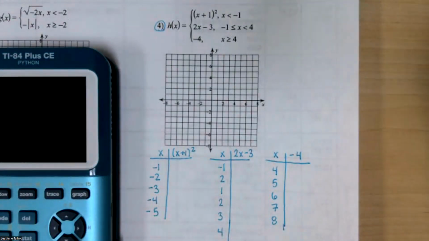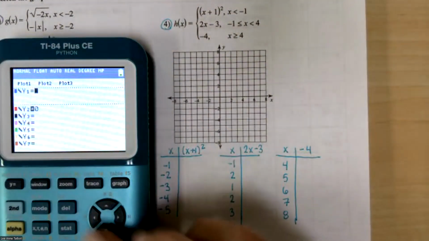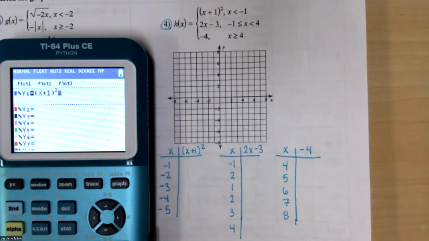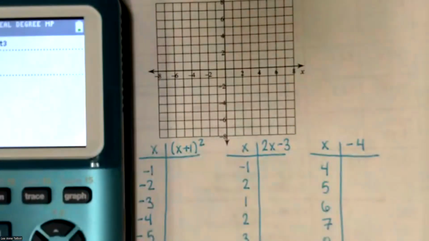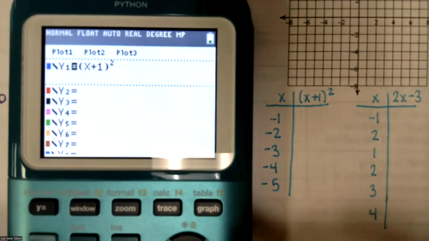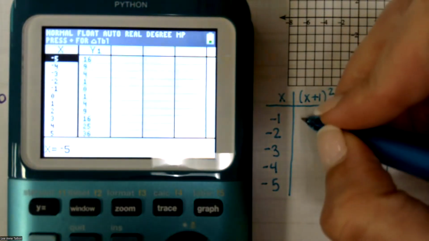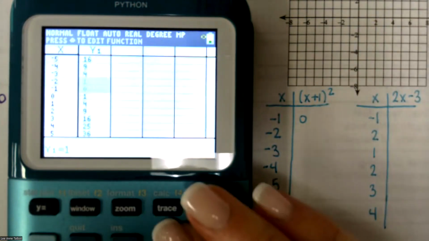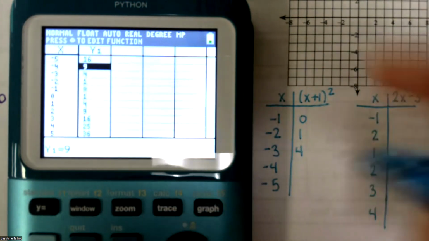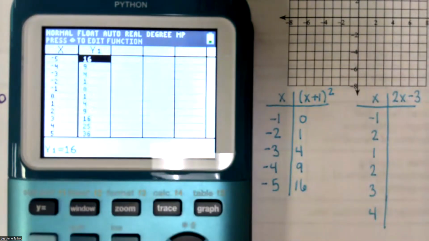Okay, now just for time's sake, I could do all these tables by hand. I really could, but I don't want to because we have other things to do. So x plus 1 squared. Zoom in so we can see it. Okay, so -1 is 0. -2 is 1. -3 is 4. -4 is 9. -5 is 16. We probably won't graph that point.